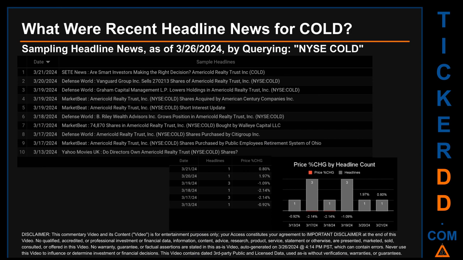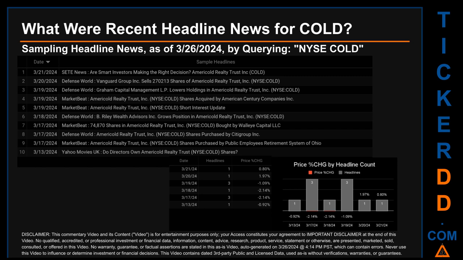The latest publication was Thursday, March 21, 2024, when said news published the headline that read, "Are smart investors making the right decision? Americold Realty Trust Inc. Cold." The oldest publication was on Wednesday, March 13, 2024, 13 days ago, when Yahoo Movies UK published the headline that read, "Do directors own Americold Realty Trust shares?"